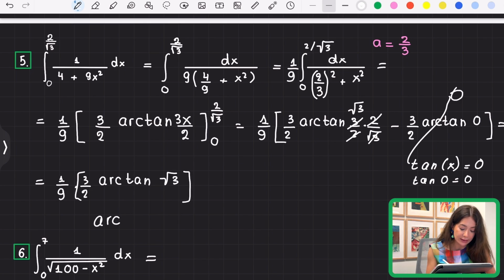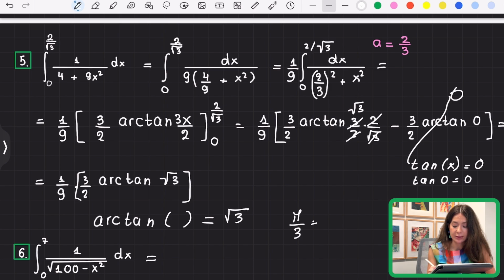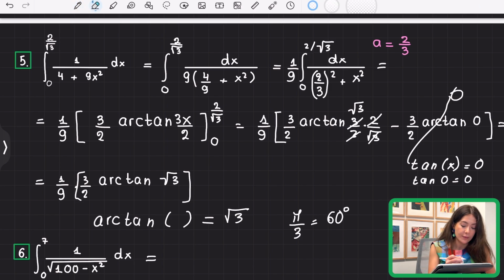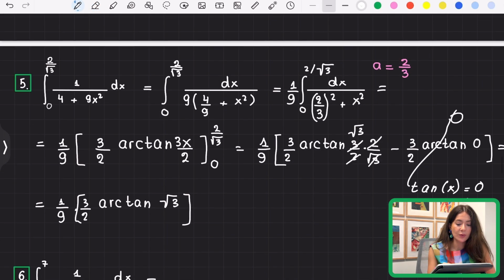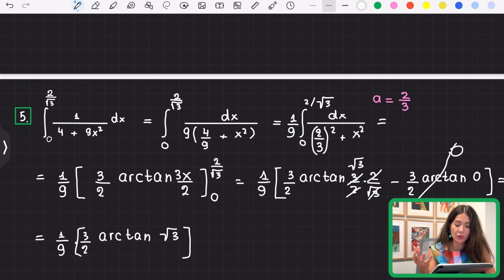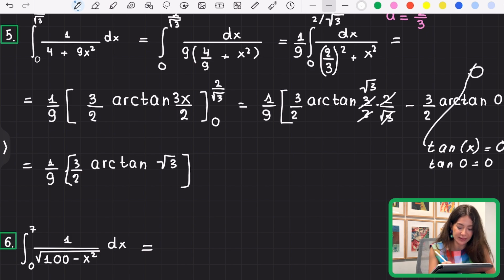So again, arctan of what angle equals square root of 3? Well, that's pi over 3, right? Because that's 60 degrees. But don't think in degrees. When you're dealing with trig with integrals, all of those angles are in radians, so just forget about degrees in calculus 2 and switch to radians. So here you have 1 over 6 times pi over 3, so that's pi over 18.